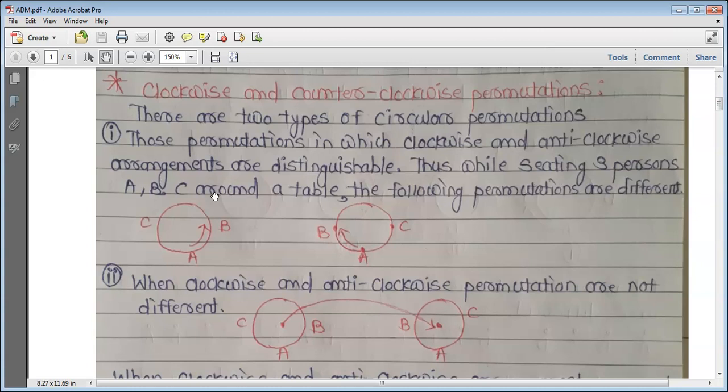Thus, while sitting three persons A, B, and C around a table, we have to see the permutations among these three persons, and the following permutations are different permutations. In the first one, there is an anti-clockwise permutation, which is A to B, B to C, and in the second one there is a clockwise permutation. Anti-clockwise means nothing but counterclockwise. Here the direction is different.